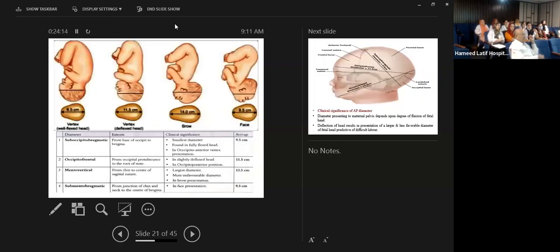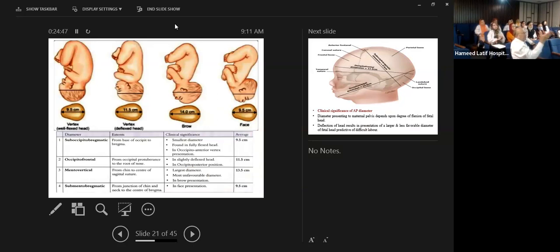Sir has already explained the diameter. But look, with flexion the diameter is 9.5 centimeters, with full flexion in vertex. In a deflexed head it is 11.5 centimeters. So what happens is the uterus continues to contract, and either there is further flexion, or there is molding for the head to come down, or there is obstruction. So caput formation and all that, and then we know that it's a problem.